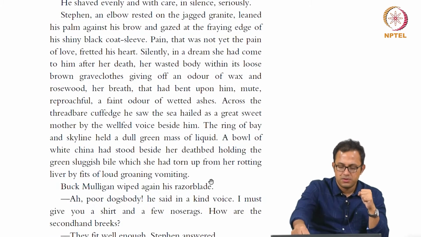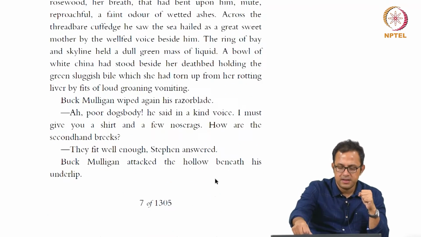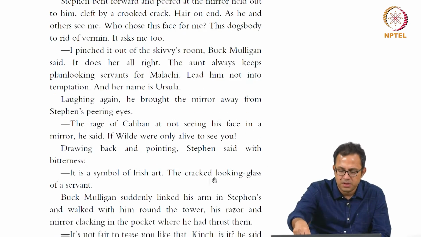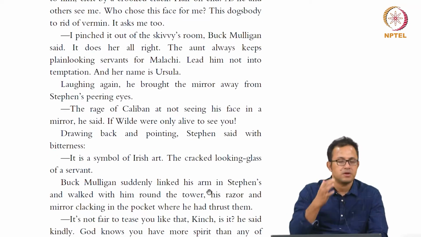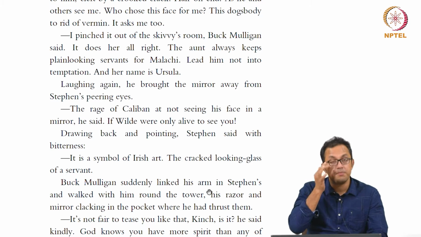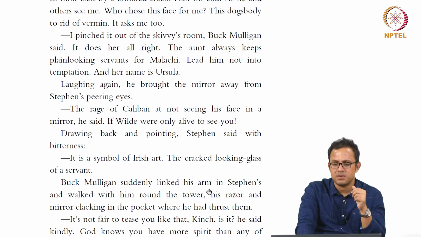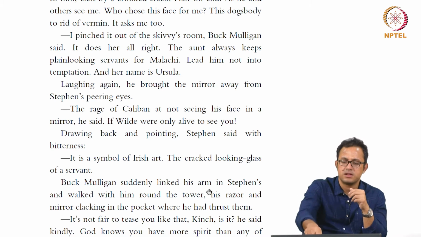Okay, so right, and then there's an interesting section later where Stephen asks Buck Mulligan a certain question about his dead mother. Before that is a little symbol which I want to spend a little bit of time with. The broken mirror symbol. The broken mirror becomes a very interesting symbol in Ulysses, and Stephen explains this to Buck Mulligan, saying the broken mirror is a symbol of Irish art, but that obviously takes up different political connotations as well.